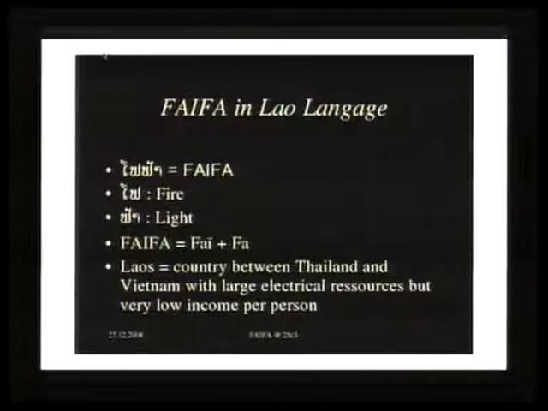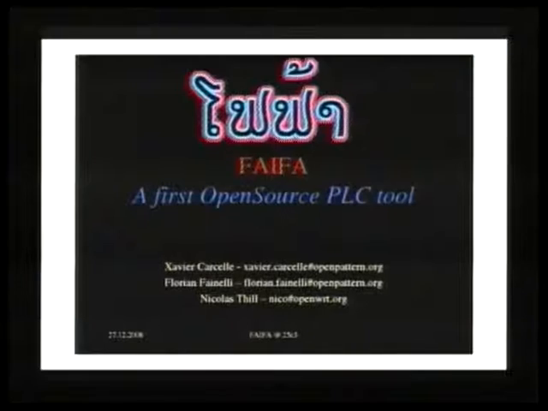So why faifa is a long story. I will make it short. Faifa means electricity in Lao language. Laos is a small country of 4 million people located between Vietnam and China and Thailand and Cambodia. And basically in Lao language, you don't have very modern terms. So when you want to make a technical term, you have to add words together. So for electricity, you have to add fire and light. So the logo of the tool is basically faifa written in Lao language.